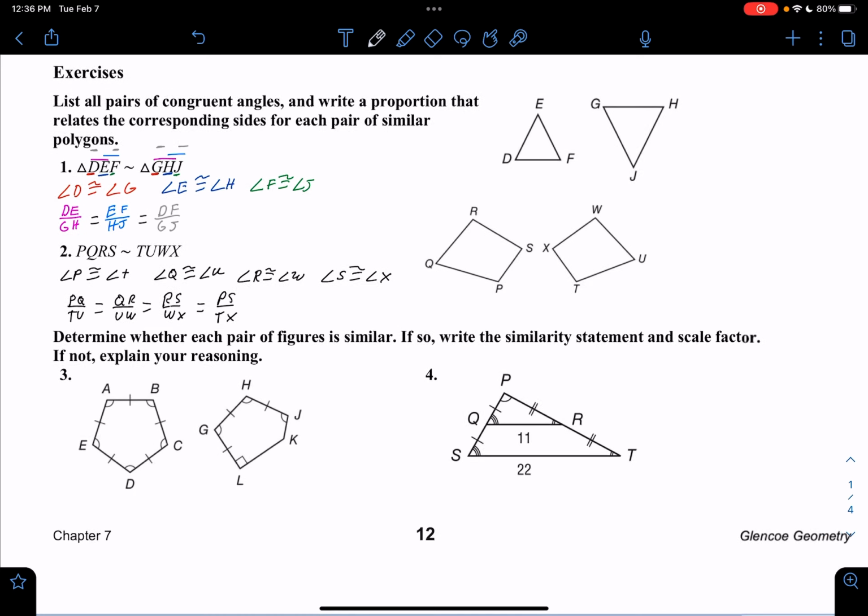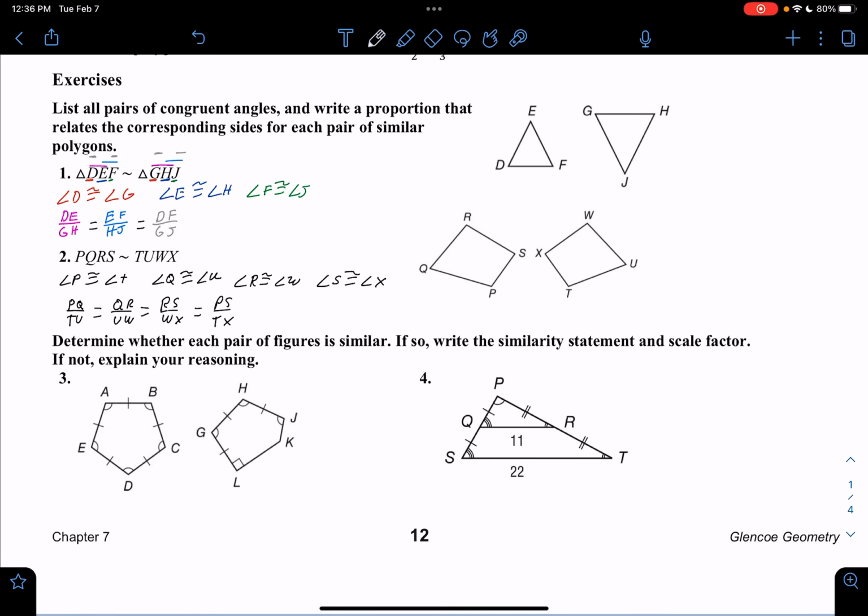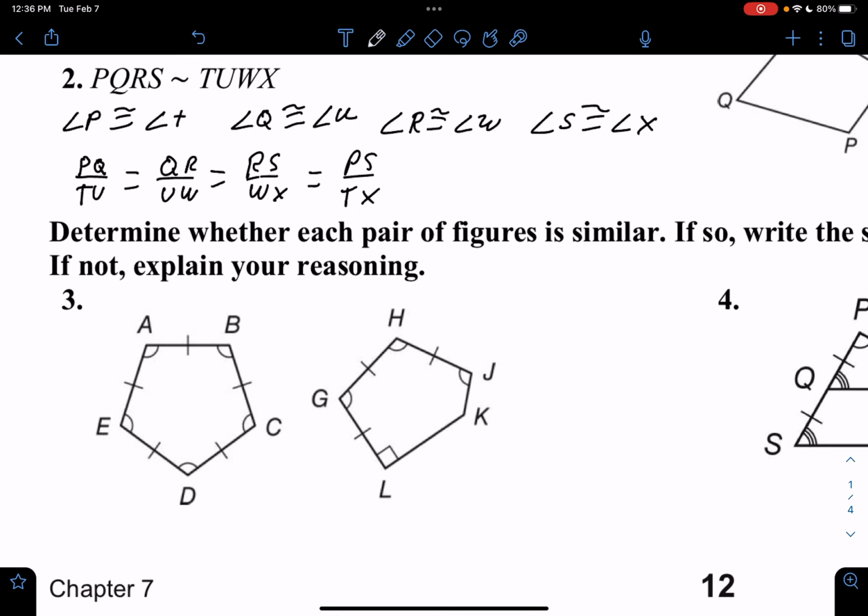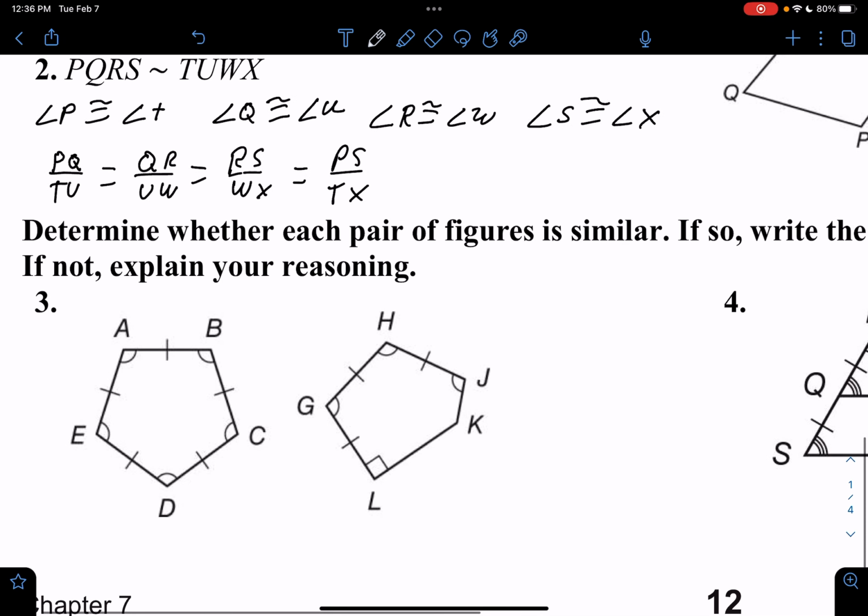So number 3 is asking me, hey, determine whether each pair of figures is similar. If so, write the similarity statement and scale factor. If not, well then explain. Well, I'm going to go over quick on 3, and I'm going to say, well, let me take a look. I see over here all the angles are exactly congruent. All those angles are congruent. Then my next shape, all the angles must be congruent.